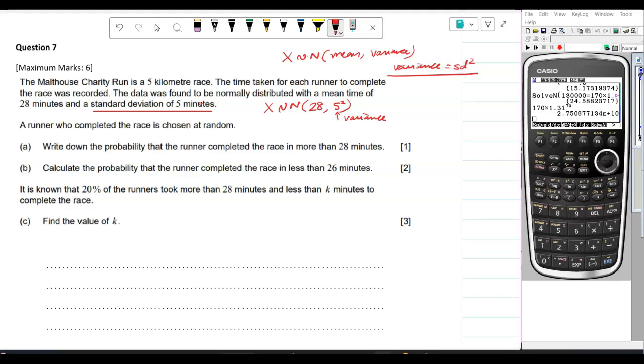A runner who completed the race is chosen at random. Find the probability that the runner completes the race in more than 28 minutes. You know how to do this on your calculator? This is a giveaway, a very simple sum. They say normally distributed, which means you have to use normal distribution, NCD. Very good. So you go to statistics, distribution, normal, NCD. Lower, you want more than 28 minutes, so lower 28, upper some large value.